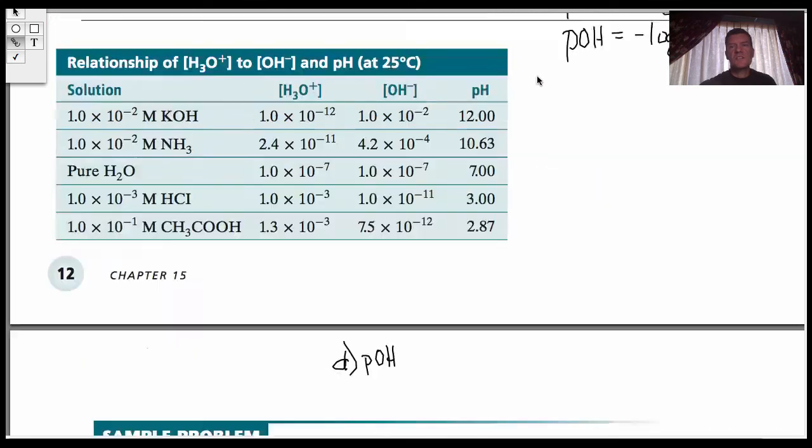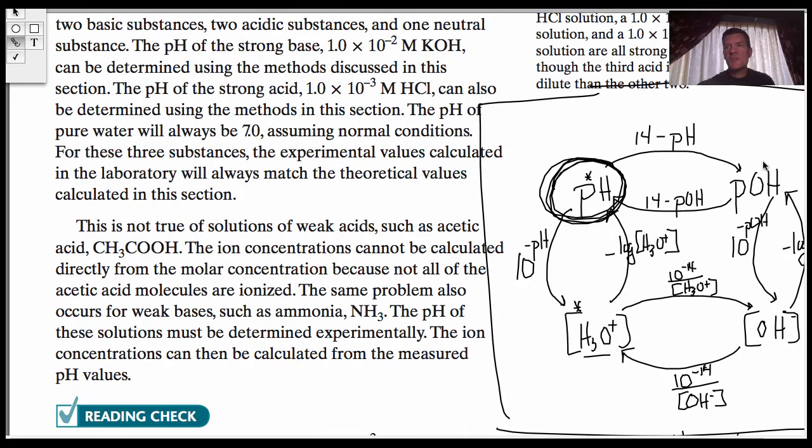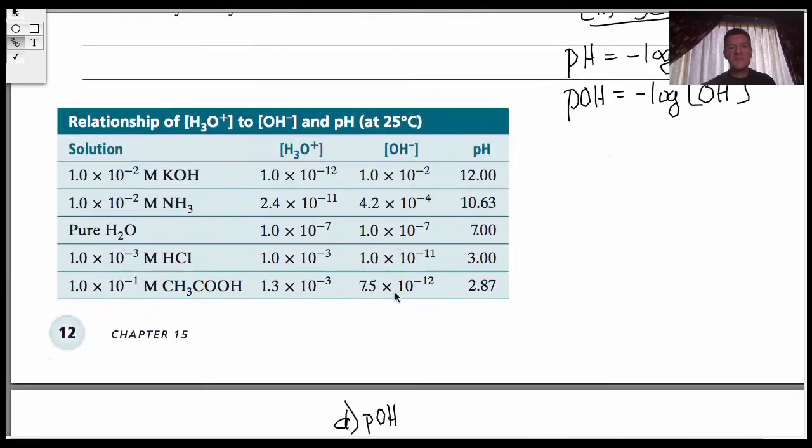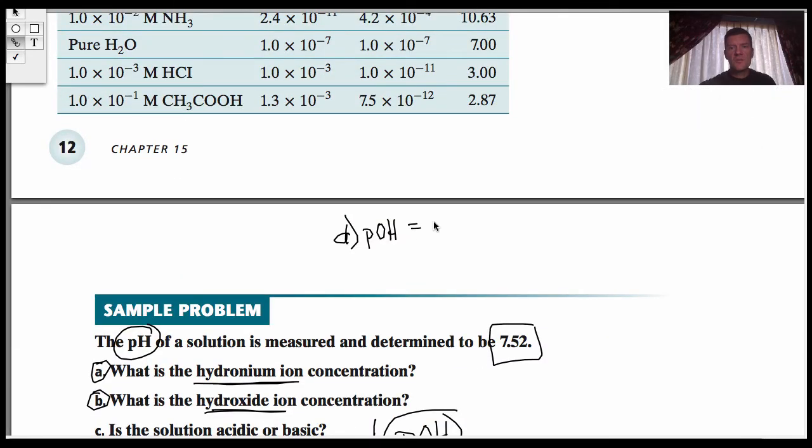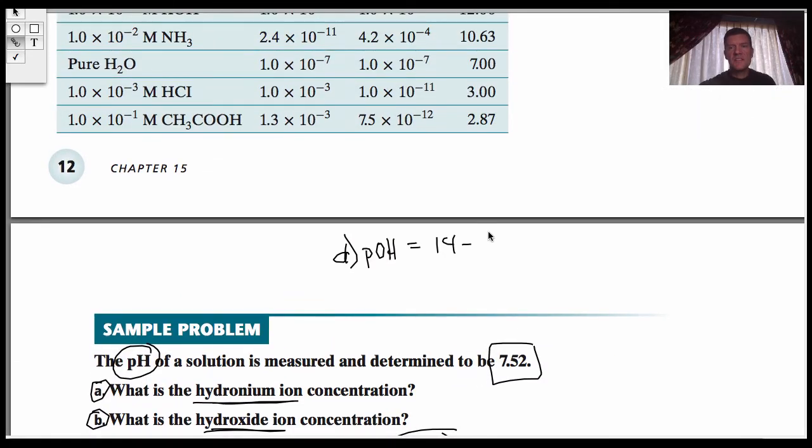To find pOH, we have to take 14 minus pH. I have pH and I want to go to pOH, so I'm going to do 14 minus 7.52. You calculate that, and that is your pOH.